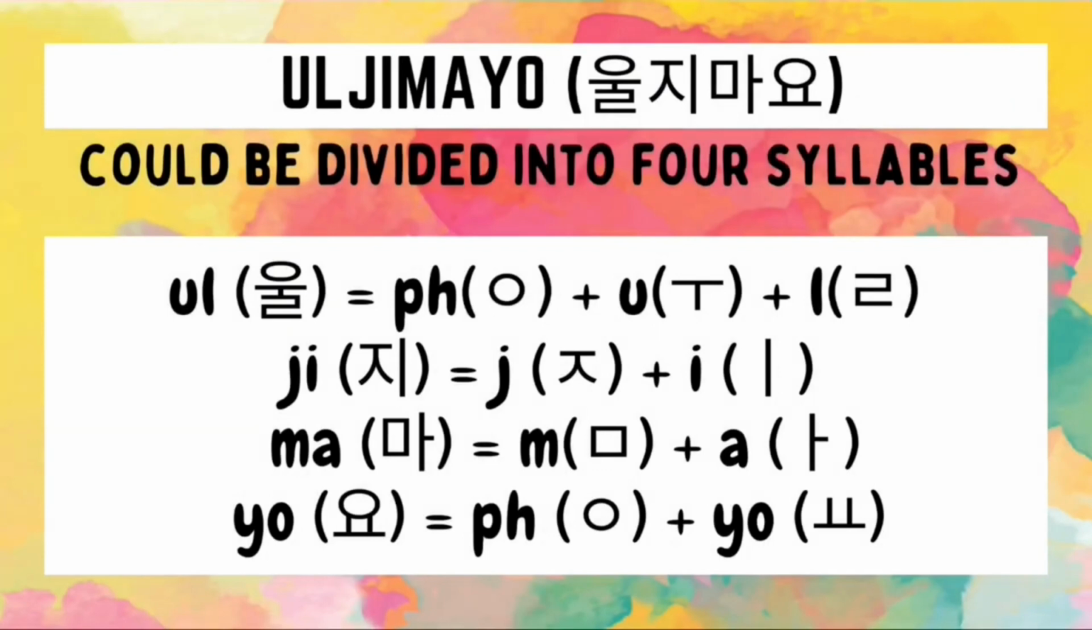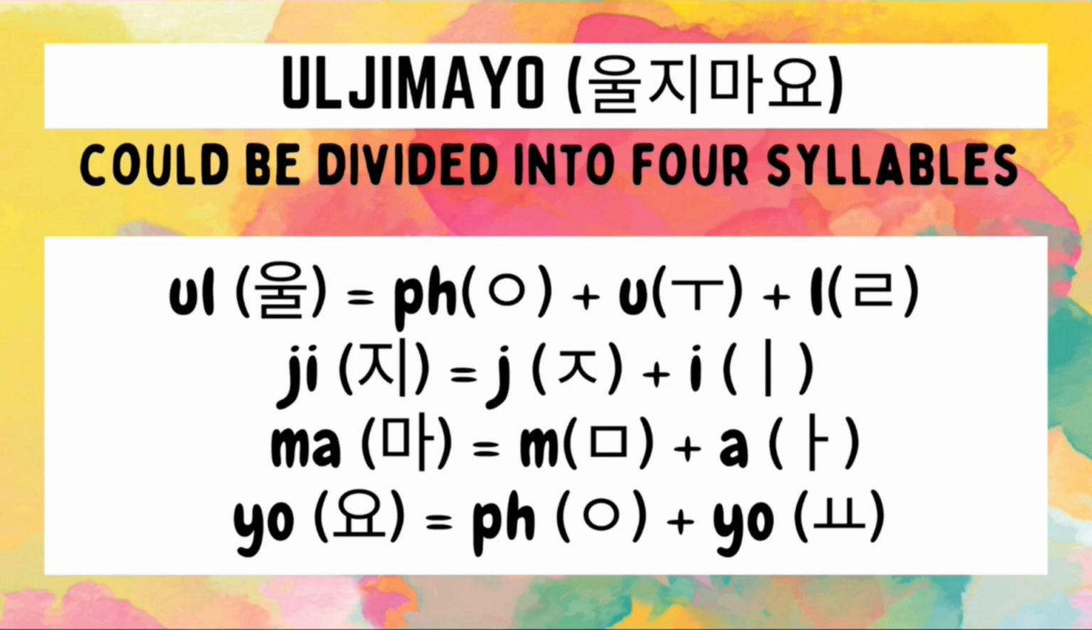How do you write 울지마요 in Hangul? It is composed of 4 syllables. For the first syllable ul, we need to draw first a no sound or a placeholder iyeung, followed by the u character, followed by a rieul character. For the second syllable ji, we need to draw first a jieut character, followed by an i character. For the third syllable ma, we need to draw first a mieum character, followed by an a character. And for the last syllable yo, we need to draw first a no sound or a placeholder iyeung, followed by the yo character itself. So that's how we will write each of these 4 syllables.